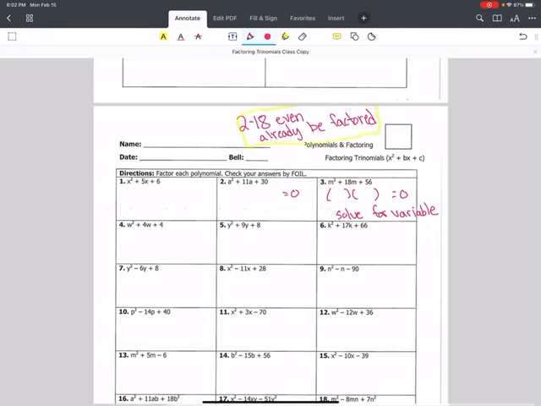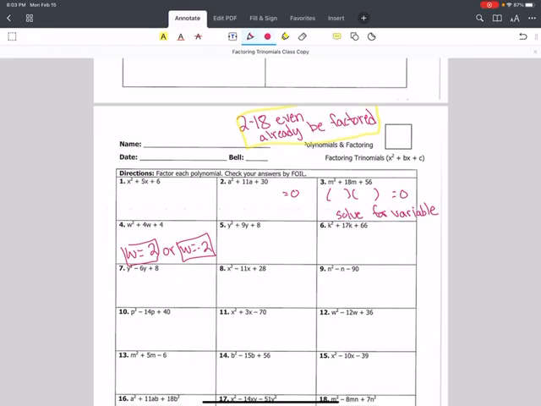When you're done with 2 through 18, solving for the variable, I should see something like W equals 2 or -2, something like that. Okay. Then you're going to upload a picture to Google Classroom.